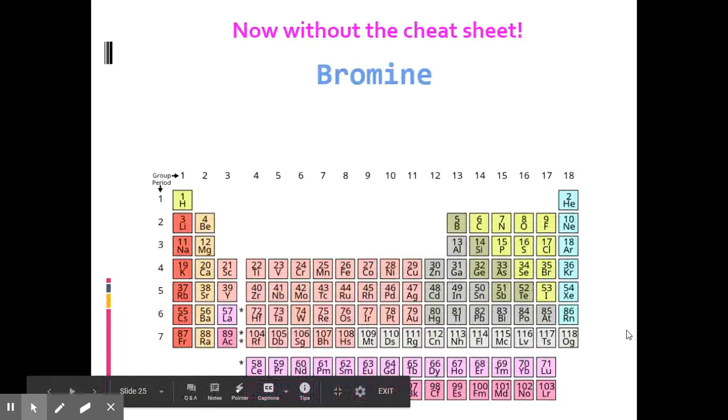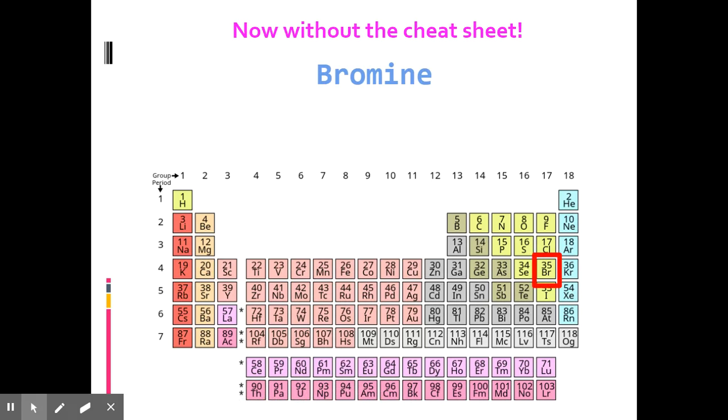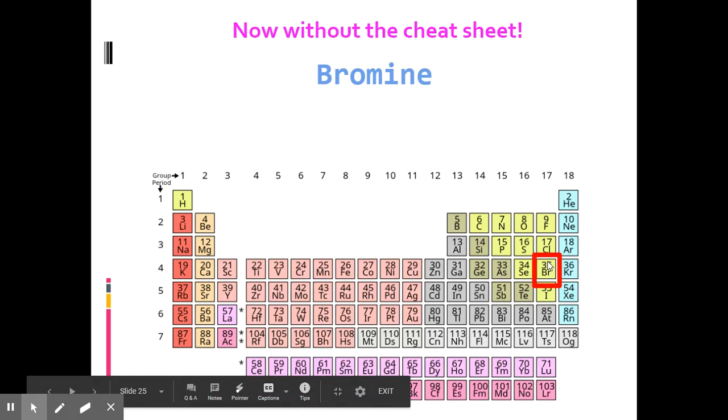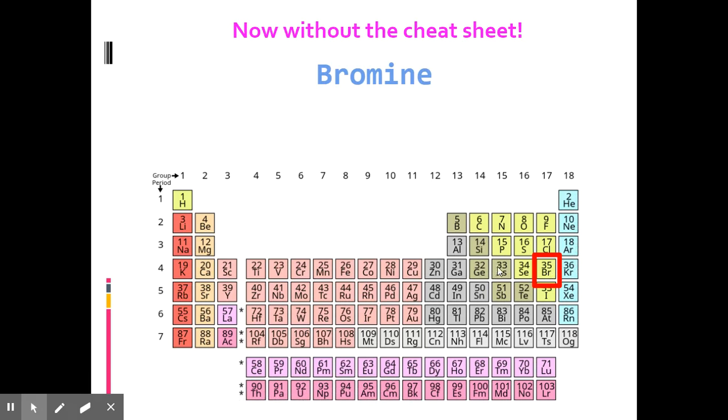Now let's try it with bromine. First we're going to identify where bromine is located. Bromine, the last part, it's going to be 1, 2, 3, 4. It's in the P block, and it's 1, 2, 3, 4, 5 over. The noble gas up one and over is argon. So we've got our 4p5, that is bromine.